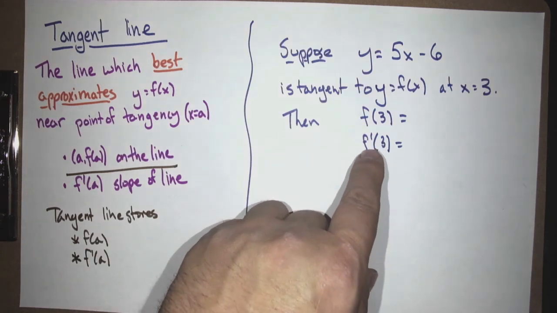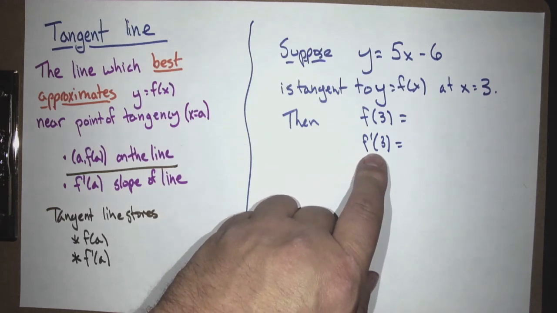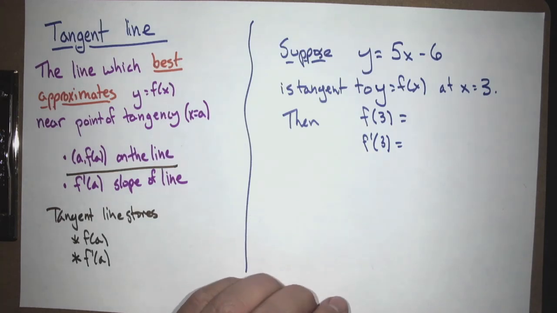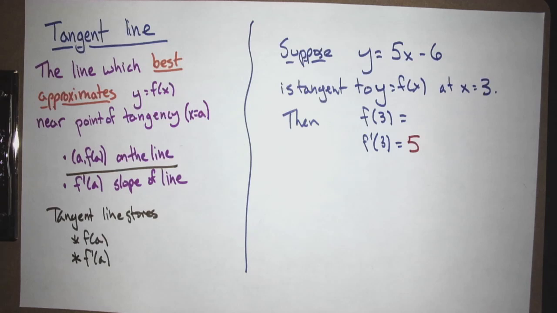What's the derivative correspond to? It's your rate of change. And how's that stored in a line? Slope. So what's f prime of 3? 5. The tangent line at 3 stores your instantaneous rate of change at 3.